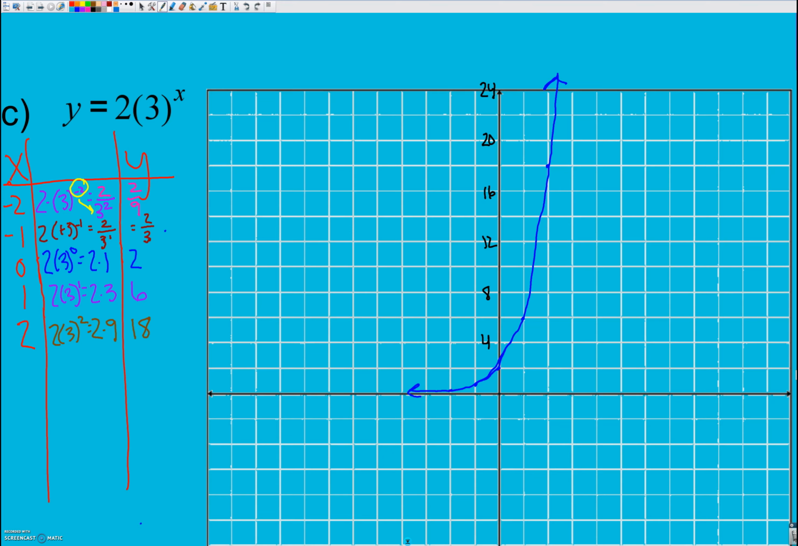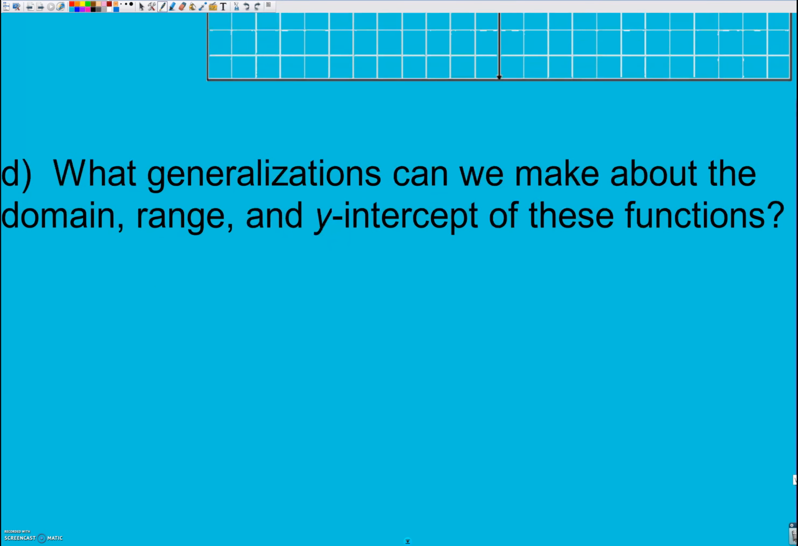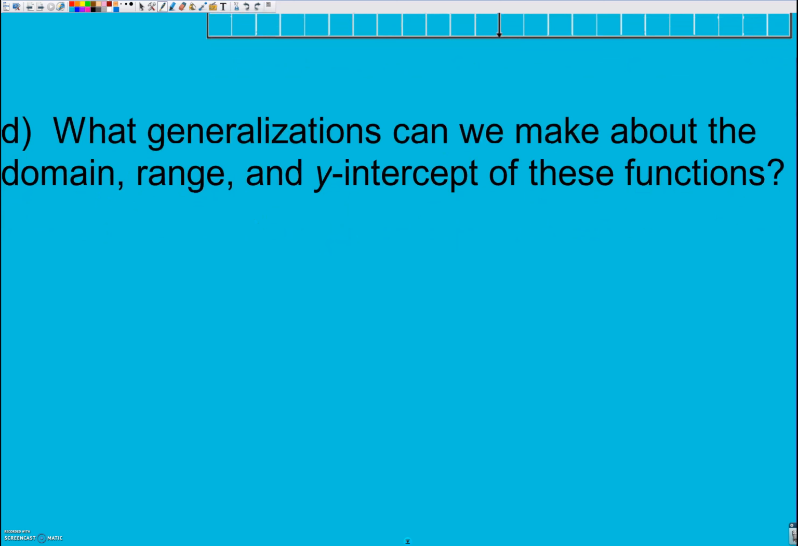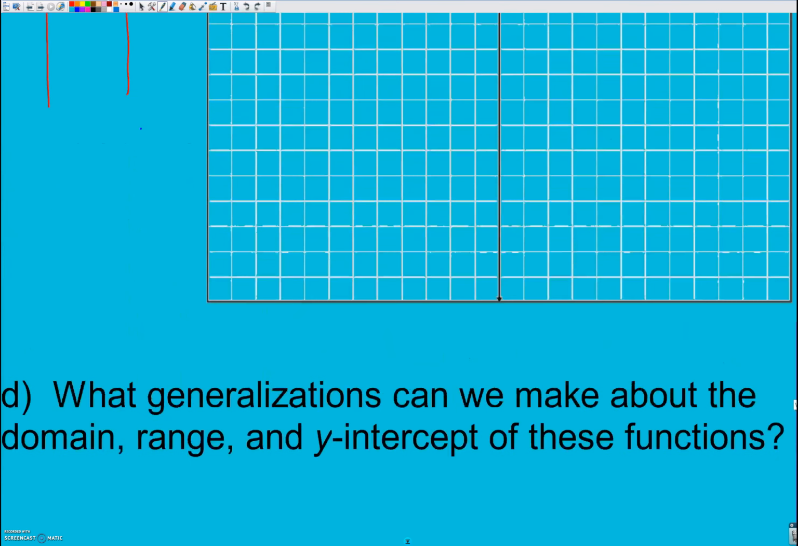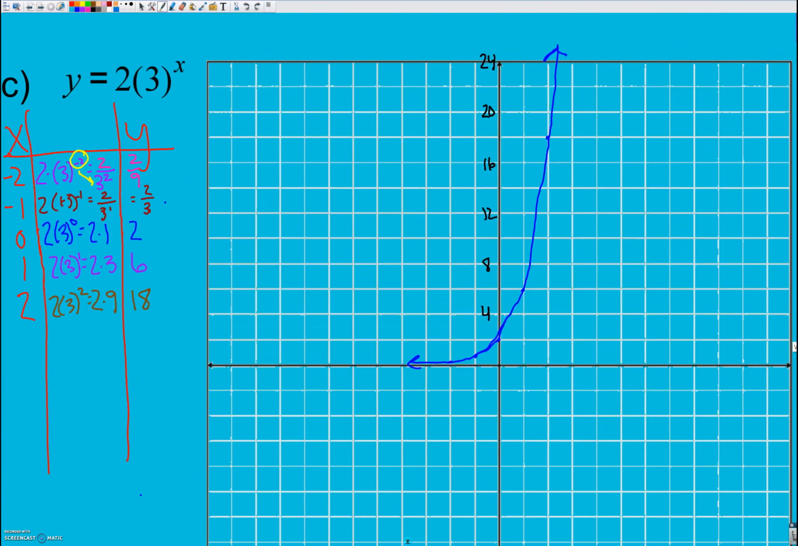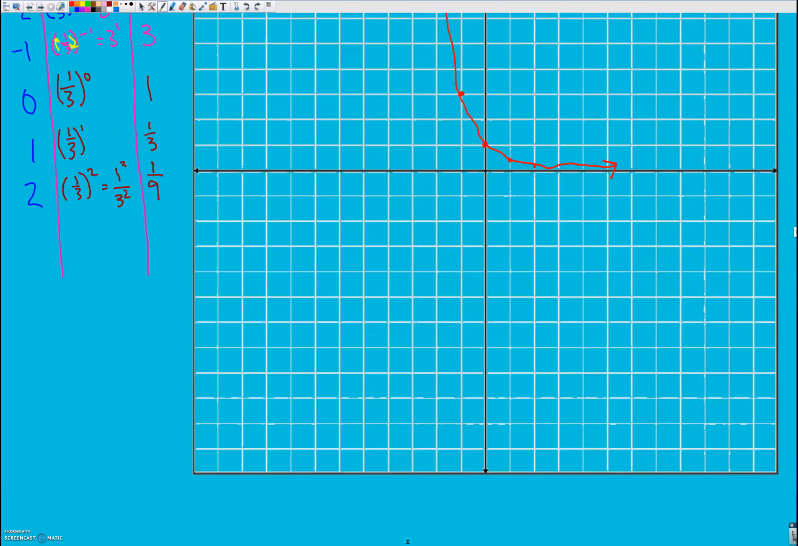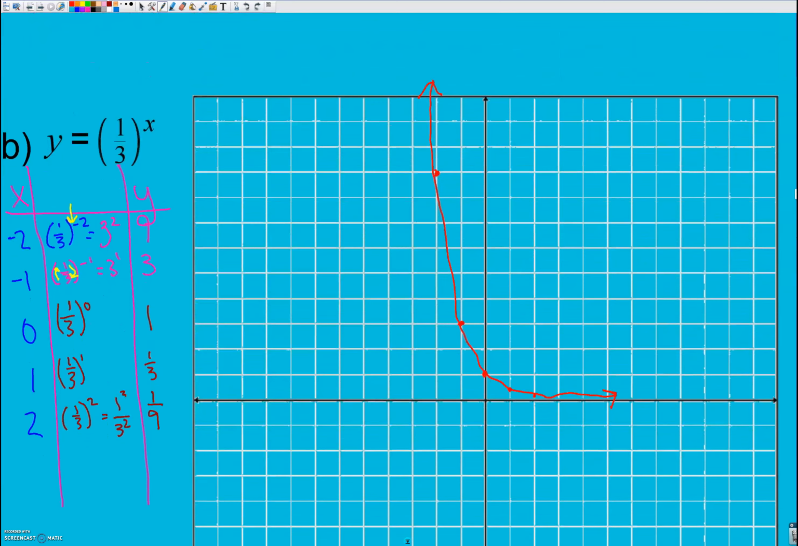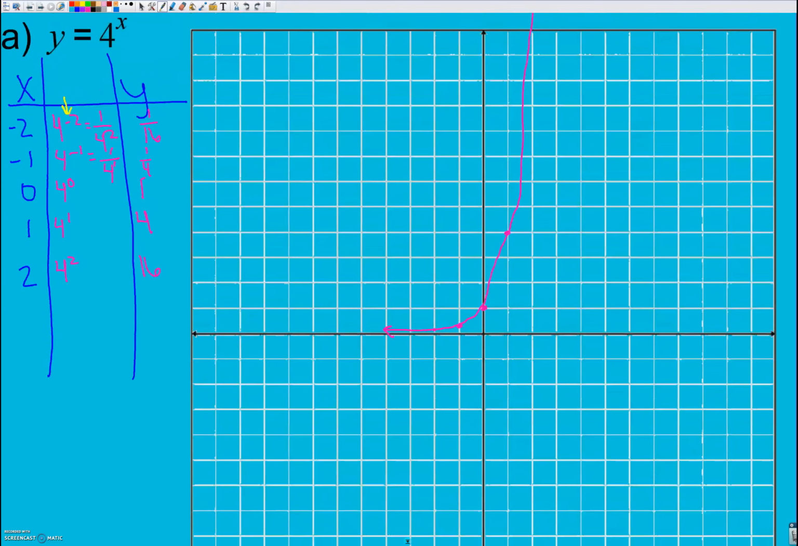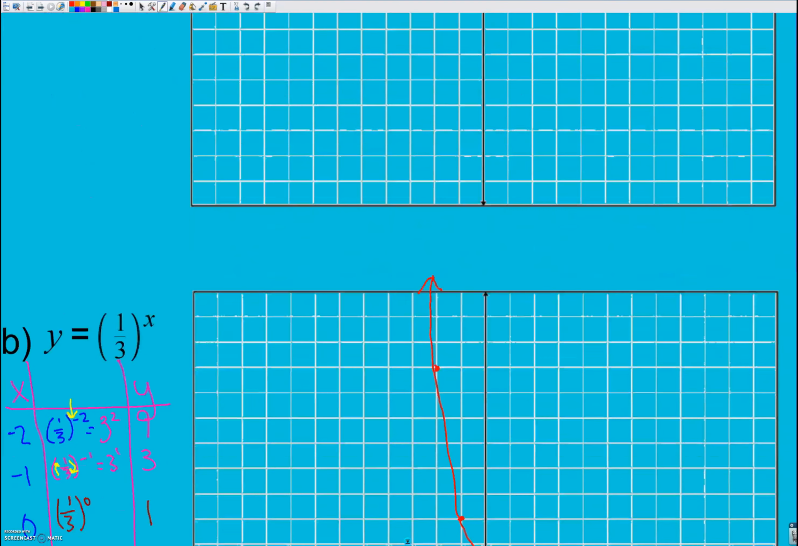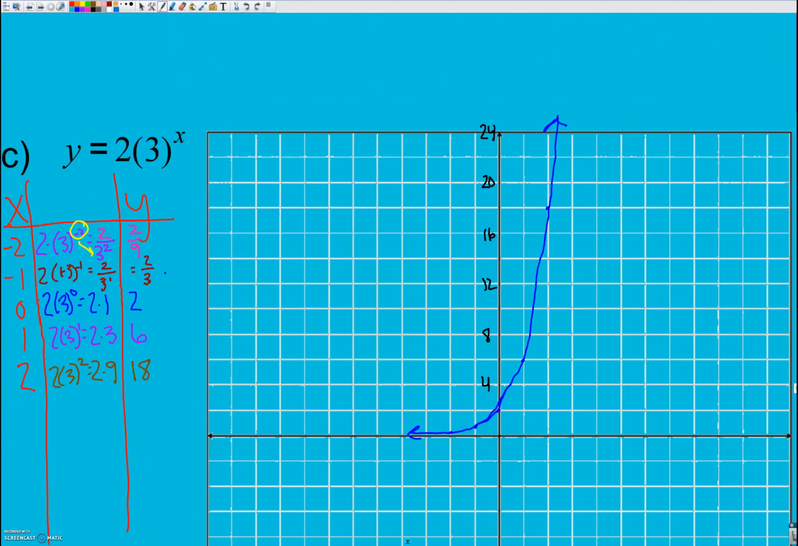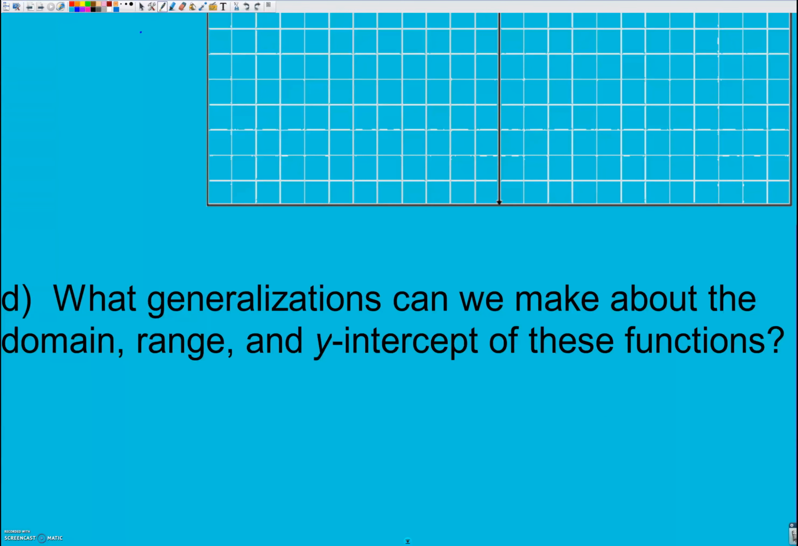Okay, now take a look at this, pause and think about it for just a minute. So go ahead and pause the recording. Okay, remember that our domain is x values. If we look at our graphs, are there any x values we can't have? Is there anything we can't plug in for x? It doesn't look like it. So when we look at all 3 of those, it doesn't look like there's anything we can't have for x. So our domain is going to be all real numbers.